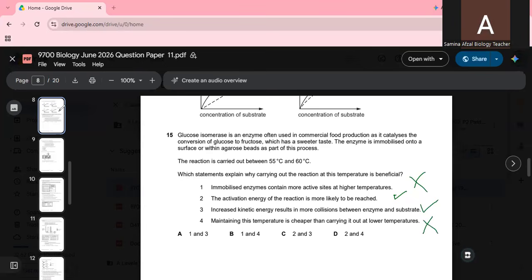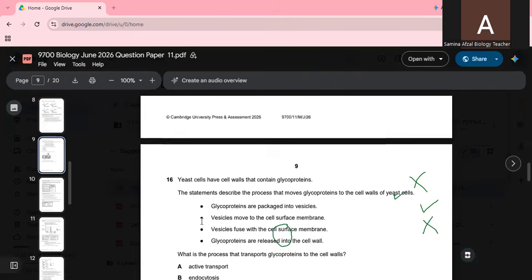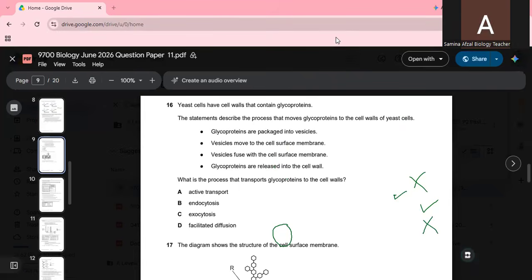According to this, we know that statements 2 and 3 are the correct statements. So we are going with the option C. According to this option C, there are two statements which are correct, statement number 2 and statement number 3. Now moving towards the next question number 16. You can see the question number 16 on screen.